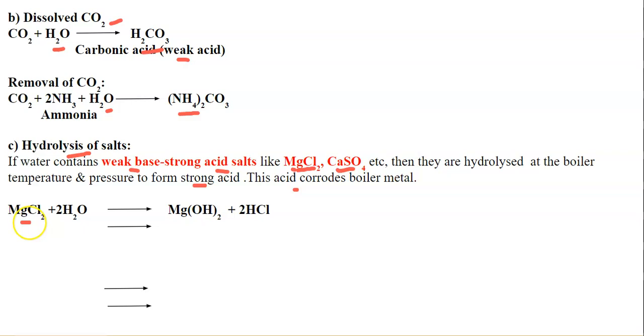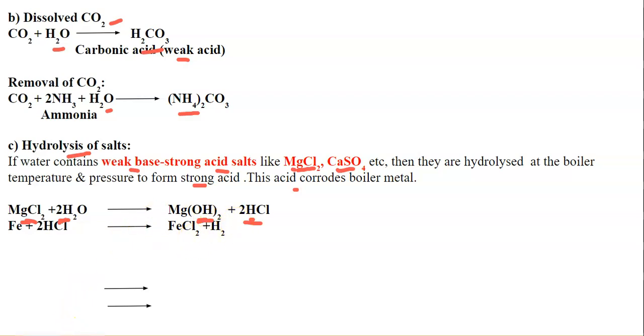So if this magnesium chloride is present in water, it will undergo hydrolysis, means it will react with water at boiler temperature and pressure to form magnesium hydroxide and HCl. So it will undergo hydrolysis to form a weak base and strong acid. So you can see the hydrolysis reaction is actually the reverse of neutralization reaction. In neutralization reaction, a base reacts with acid to give you salt and water. So hydrolysis is the reverse reaction of neutralization. So this salt is reacting with water to form a weak base and a strong acid.